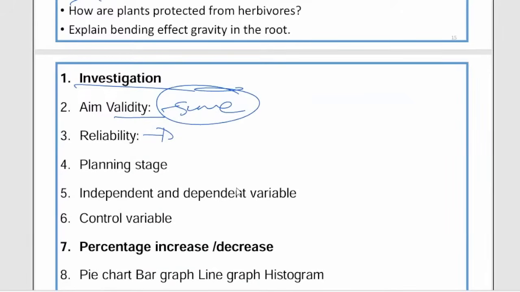Planning stage, make sure that you use the word "decide." If you don't have the word decide, you're most likely to have a 0. Decide on the place, the sample size, the individuals. It must have the word decide.